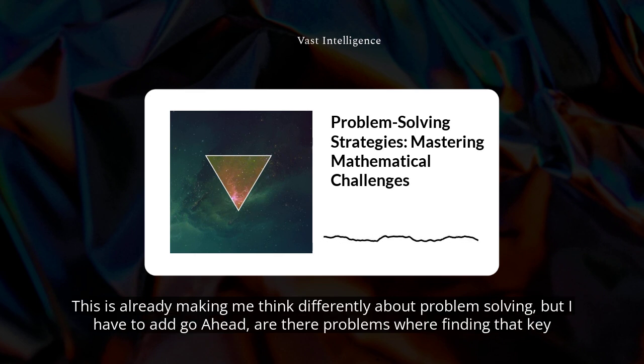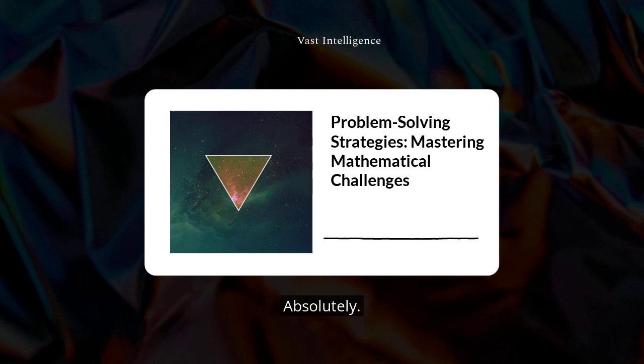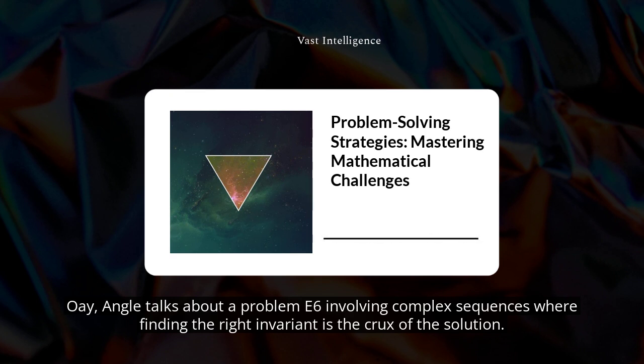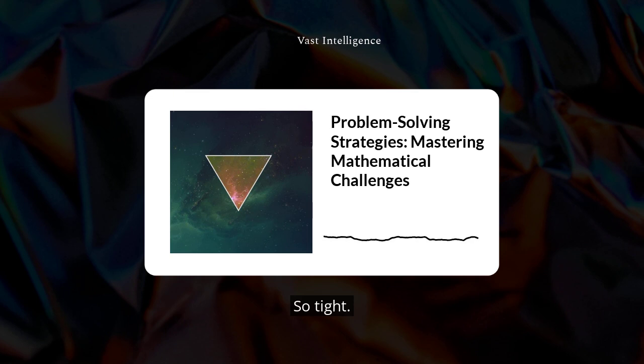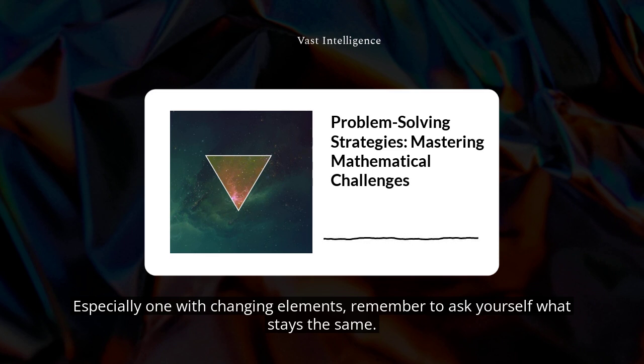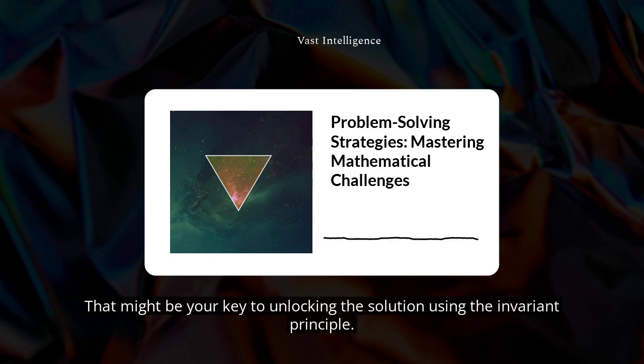This is already making me think differently about problem solving. But I have to ask, are there problems where finding that key invariant is really tricky? Absolutely. Engel talks about problem E6, involving complex sequences where finding the right invariant is the crux of the solution. And it gets even more interesting when we see invariants pop up in areas like number theory, like in problem E7. It's a versatile tool. So if you're ever wrestling with a complex problem, especially one with changing elements, remember to ask yourself, what stays the same? That might be your key to unlocking the solution using the invariance principle.